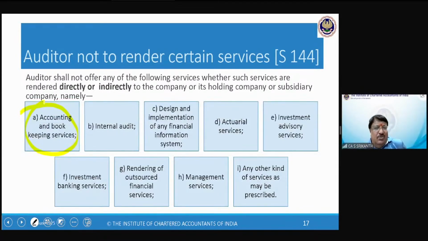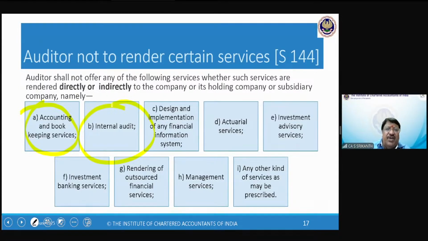Okay. So, accounting and bookkeeping services. Internal audit. Statutory auditor cannot become internal auditor. Even without the 144 prohibition, our institute itself has told very clearly you cannot be. Our institute guidance note is very clear. It's a clear example of independence violation. Accounting also, our institute doesn't allow.